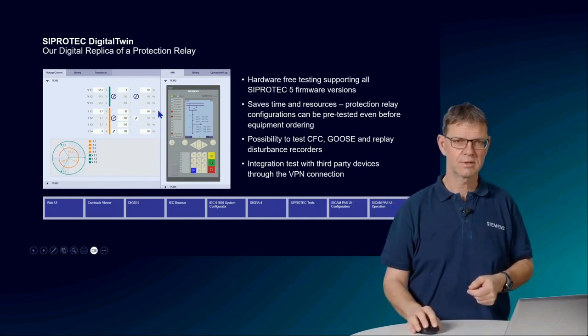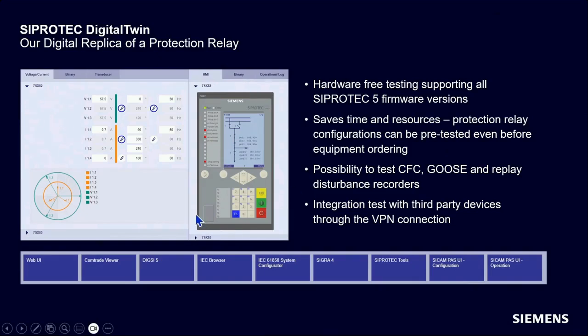And this relay is created by the product code you create with DIGSI 5, then you export a simulation file. The simulation file is loaded into this application, into the digital twin, and then the relay starts up. You start this up and then you see the relay.